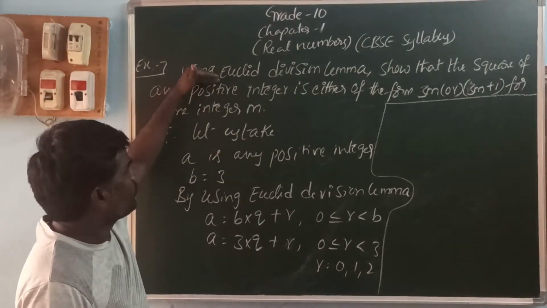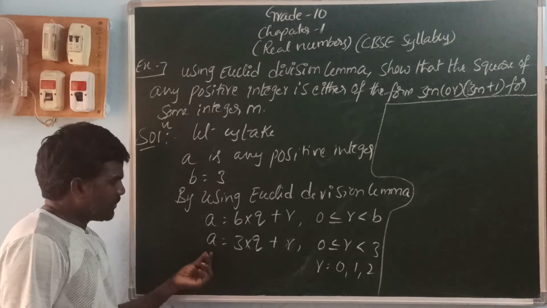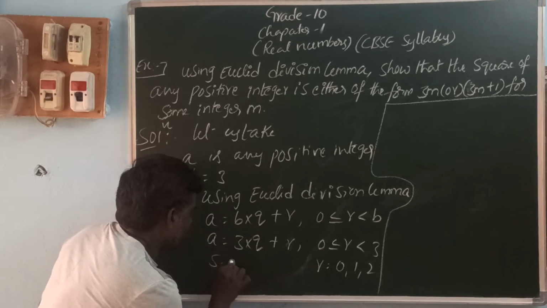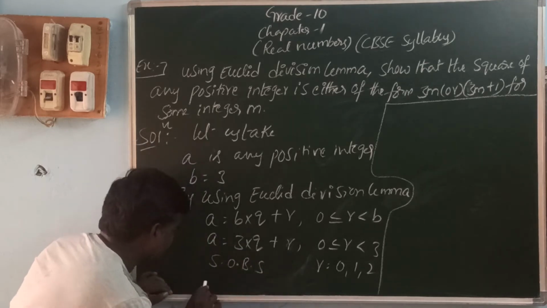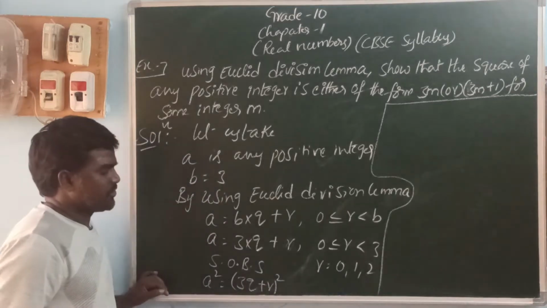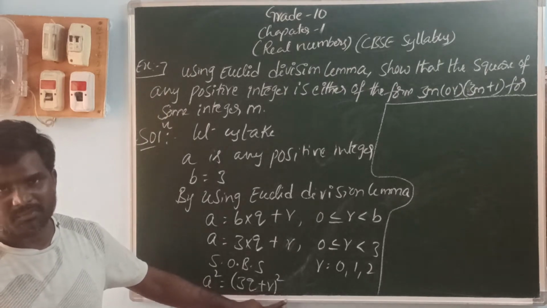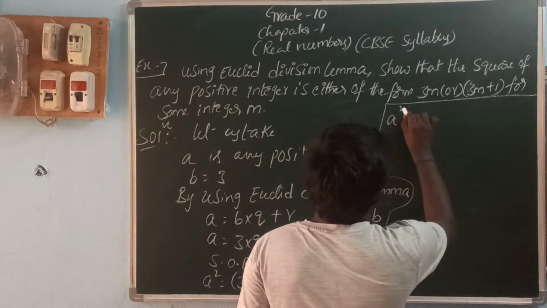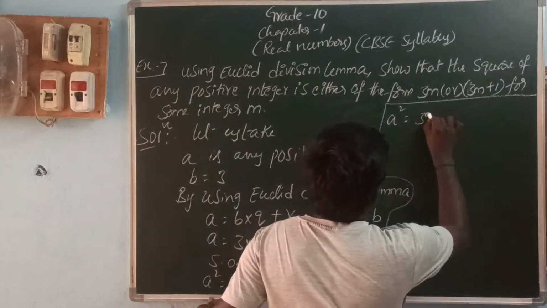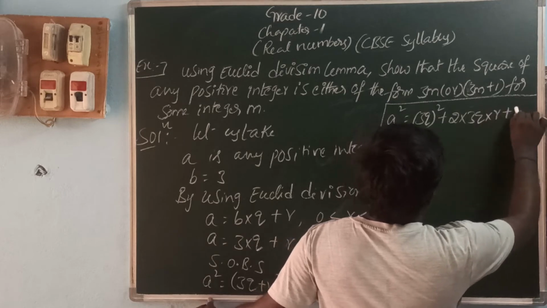Here, what is the question? Using Euclid division lemma show that the square of any positive integer. What is the positive integer here? a. So take its square: a square is equal to (3q plus r) whole square. It is in the form (a plus b) whole square. The formula for (a plus b) whole square is a square plus 2ab plus b square. Here a is 3q and b is r. So it is (3q) whole square plus 2 into 3q into r plus r square.